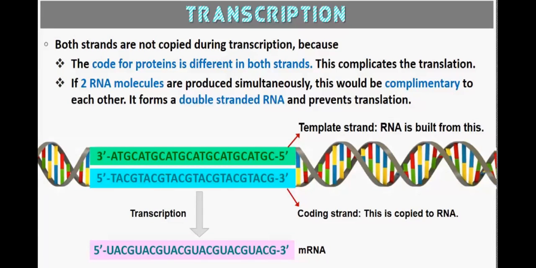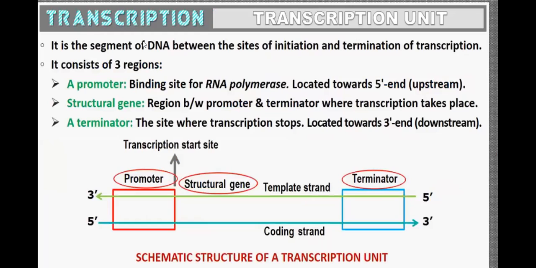Now next. It is the segment of DNA between the site of initiation and termination of transcription. What is this? It is the transcription unit. What is a transcription unit? The segment of DNA, this is a DNA, between the site of initiation, this is the initiation site, and this is the termination site. So the segment of DNA between the site of initiation and termination of transcription constitutes what?